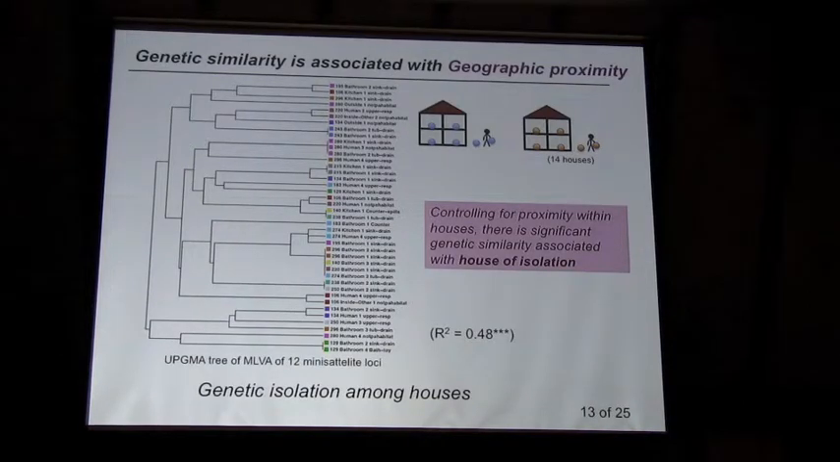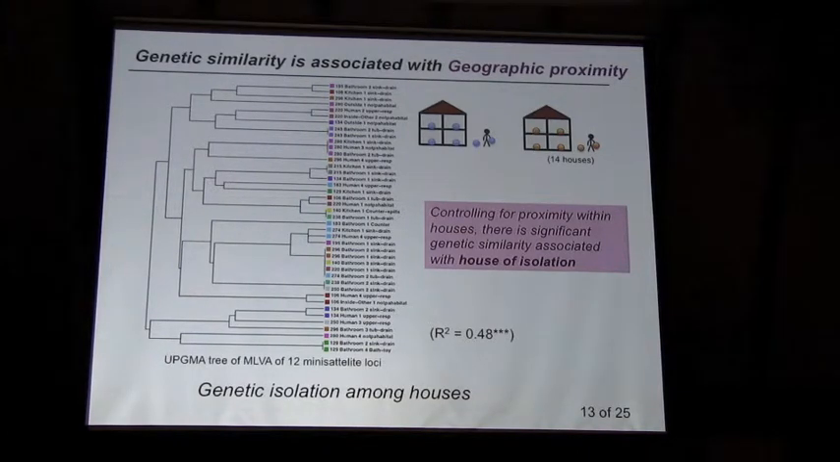So what we did was use PERMANOVA, permutational MANOVA, to look at the genetic distance matrices, and correlate that information with the location of isolation. These are distance trees that are really just here so you can see the distance information that's going into the models. The colors at the tips are for the house of isolation.